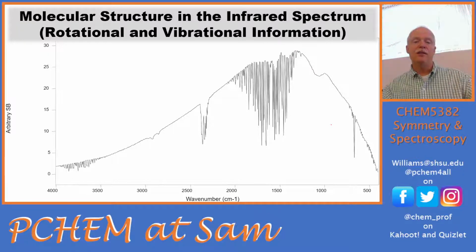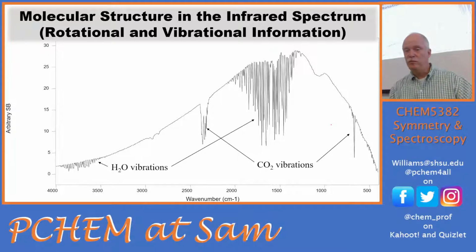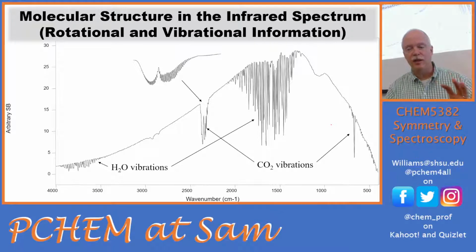Water and CO2 are both in the atmosphere, so we just need a single beam spectrum and just look at infrared light coming off of a hot object, and we'll see absorptions related to things in the atmosphere. We'll see CO2 absorptions and water absorptions. And these are the water absorptions, and these are the CO2 absorptions. And if we zoom in, we see this structure here.